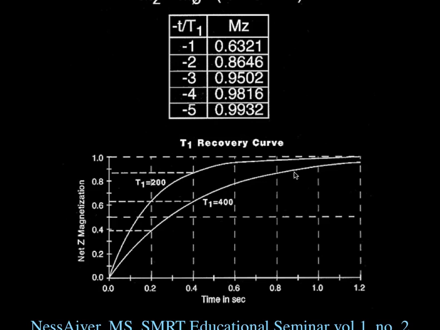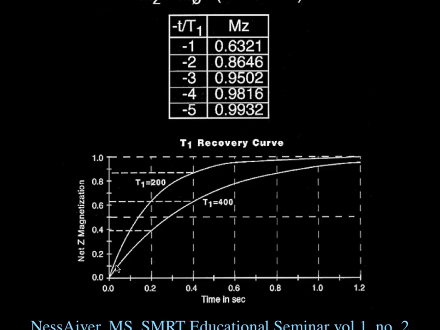Now, looking at a curve like this, Sheila, and this is time in seconds down here, at what point in time, if we got an image, would you expect the signal intensity between these two tissues to be maximally different? Like 0.4. Okay.